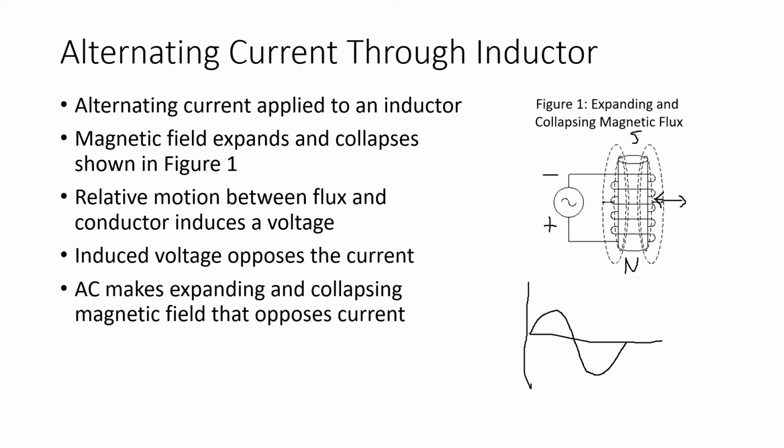Now, anytime we have relative motion between flux and a conductor, we will induce a voltage. And of course, this induced voltage opposes the current in the system. So this is an interesting phenomenon: alternating current makes an expanding and collapsing magnetic field that opposes the alternating current.